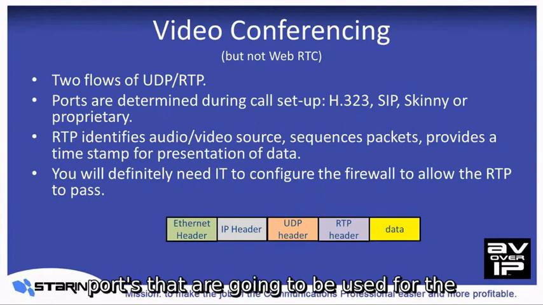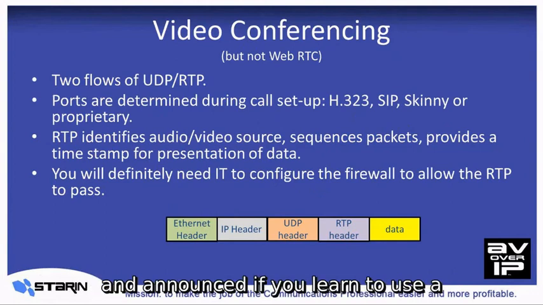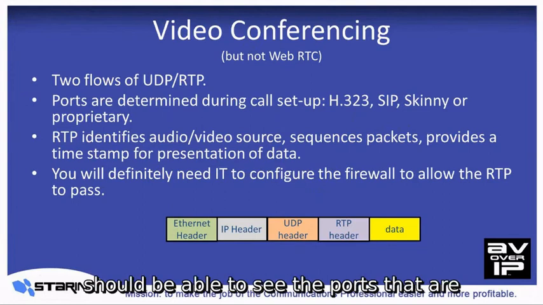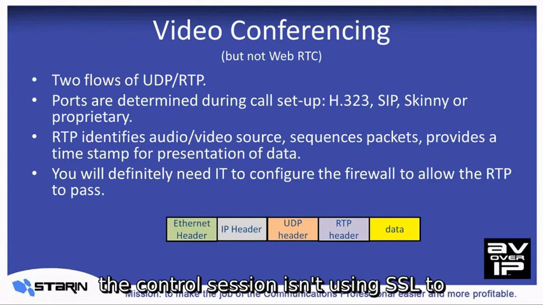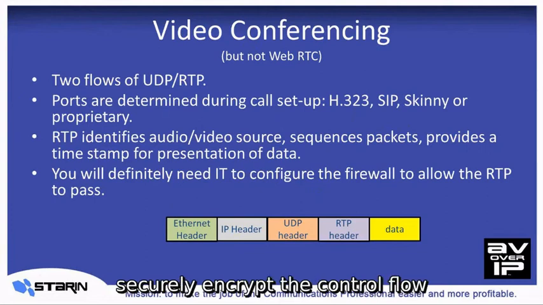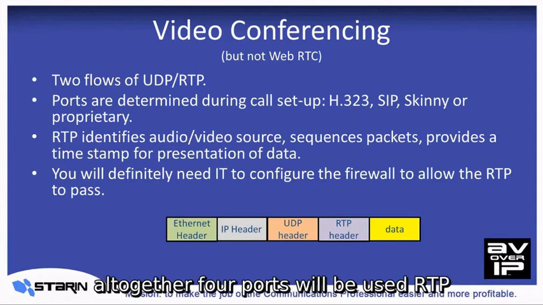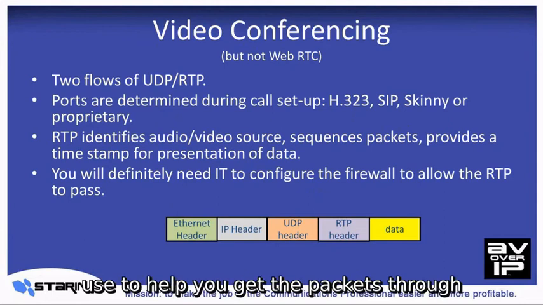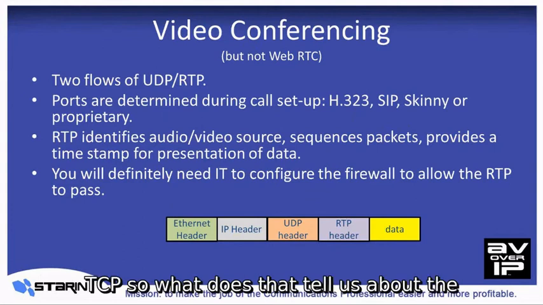Within that flow, the ports that are going to be used for the RTP and UDP will be generally selected and announced. If you learn to use a sniffer and dig into the packets, you should be able to see the ports that are being used. This is, of course, assuming the control session isn't using SSL to securely encrypt the control flow. There's also a UDP RTP flow each way, so altogether 4 ports will be used. RTP carries sequencing and timing data, so there are special protocols that IT can use to help you get the packets through a firewall. The flow is based on UDP, not TCP.